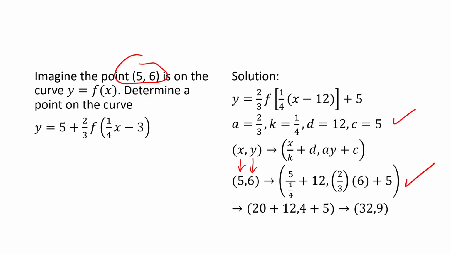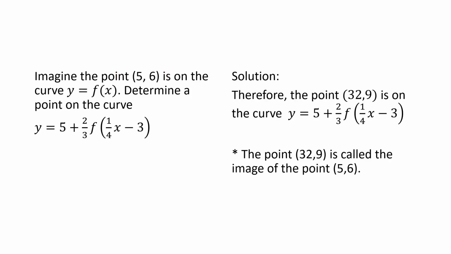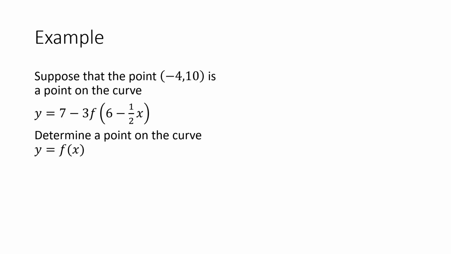To the left of the comma, I have 5 over 1/4 plus 12. To the right of the comma, I have 2/3 times 6 plus 5. Ultimately, what I get is the point (32, 9). So we say that the point (32, 9) is on the curve y equals 5 plus 2/3 f of 1/4 x minus 3. The point (32, 9) is called the image of the point (5, 6).